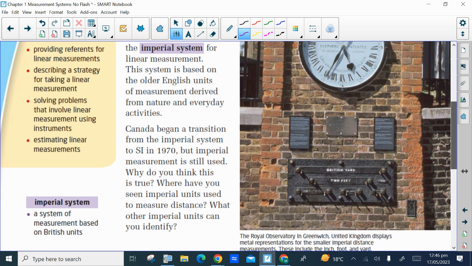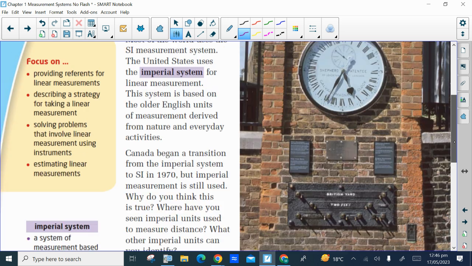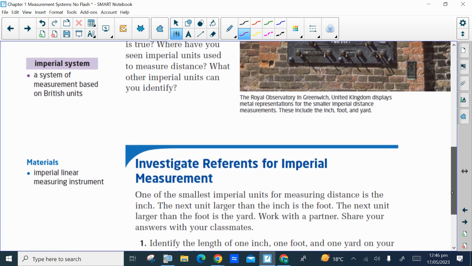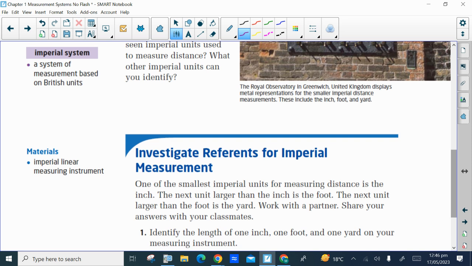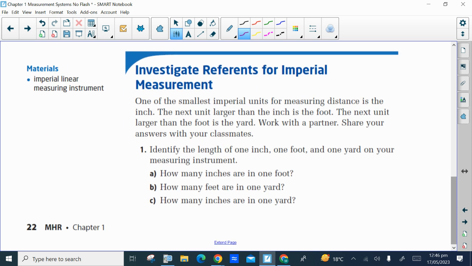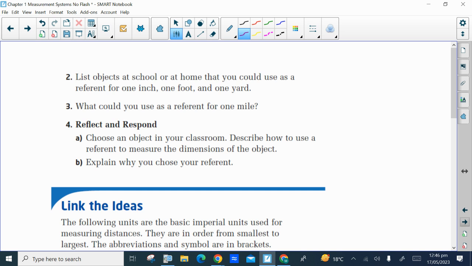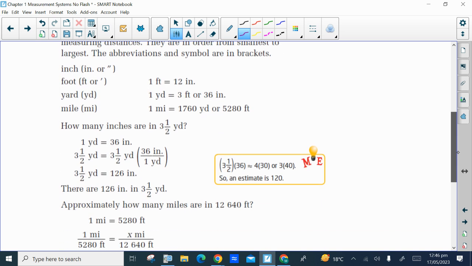So we're going to talk about reference for linear measurements like we did yesterday, and we'll do some problem solving as well. So again, this imperial system is a system of measurement based on British units, and it is still used in the United States. On the next page, we'll talk about some of these other ones.